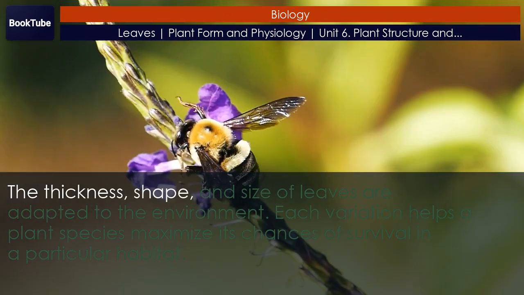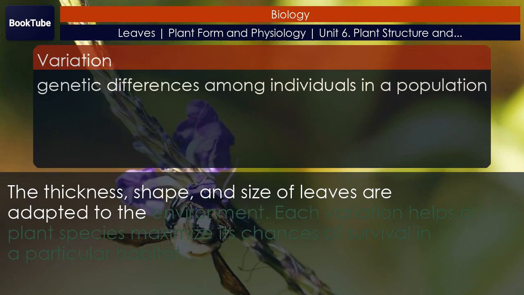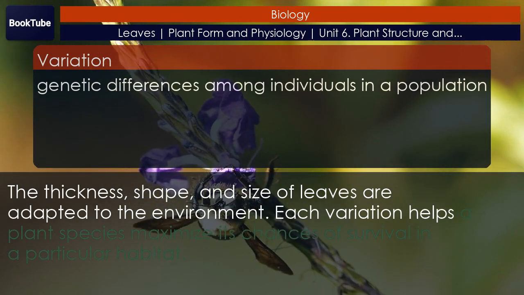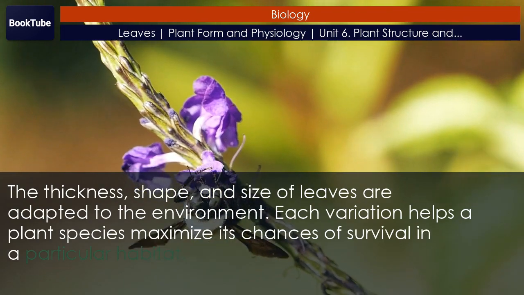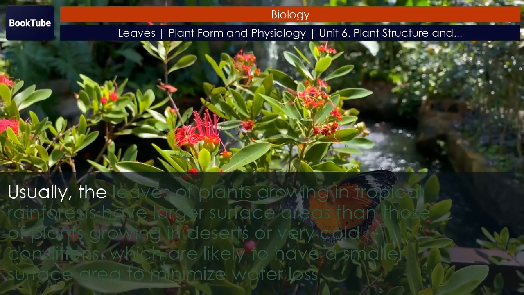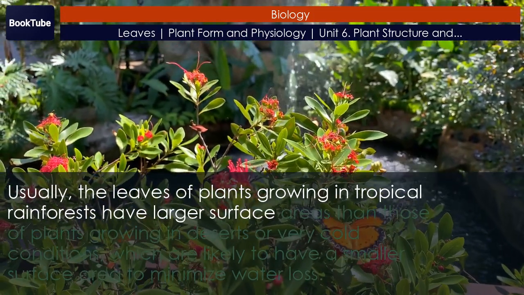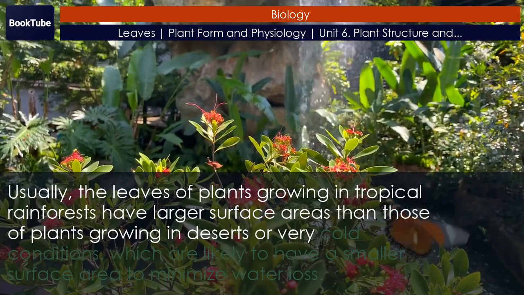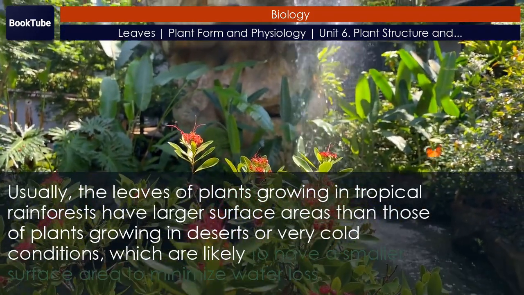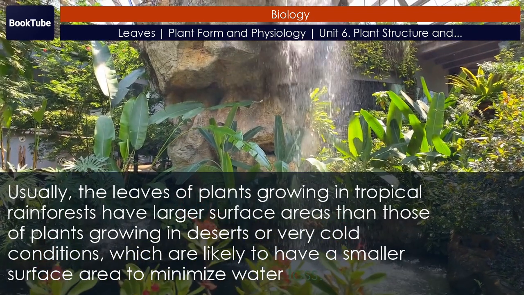The thickness, shape, and size of leaves are adapted to the environment. Each variation helps a plant species maximize its chances of survival in a particular habitat. Usually, the leaves of plants growing in tropical rainforests have larger surface areas than those of plants growing in deserts or very cold conditions, which are likely to have a smaller surface area to minimize water loss.